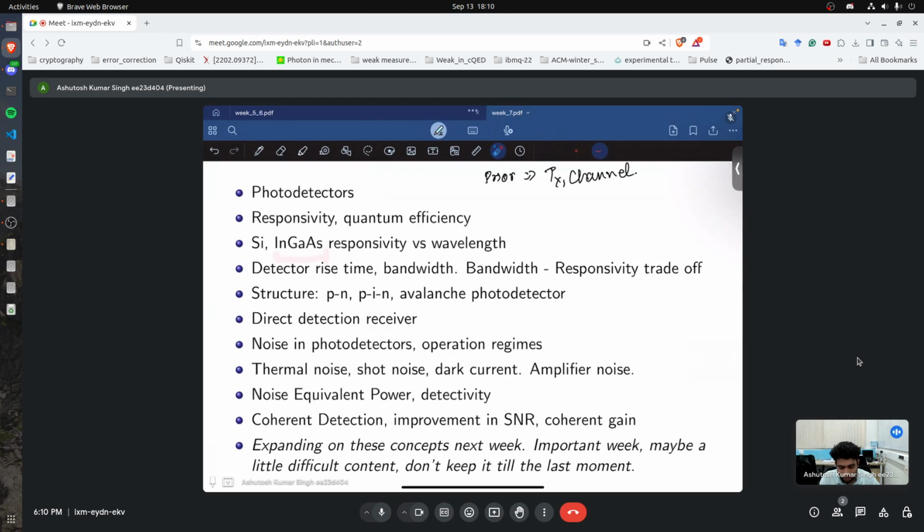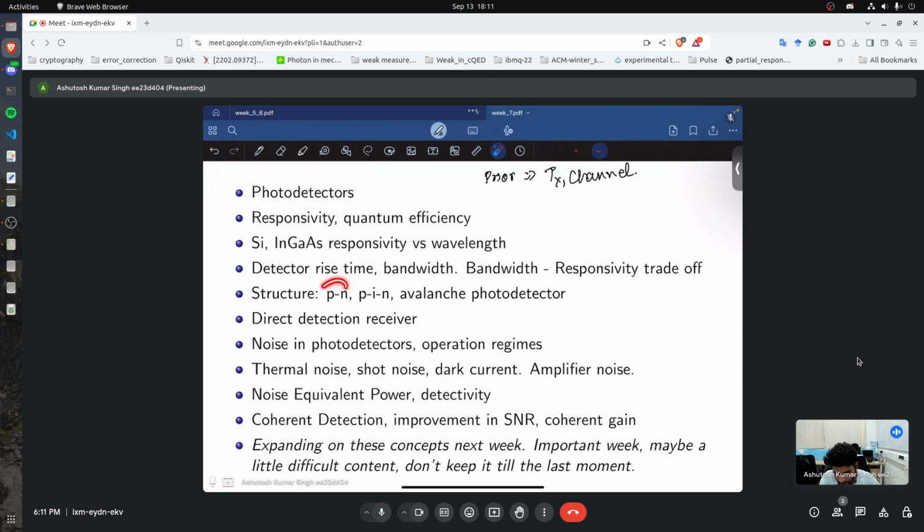Then we looked at some of the properties such as the detector rise time and bandwidth, and they were characterized by the bandwidth-responsivity trade-off. If you want a higher bandwidth, you would want to pull the electrons out of the photodiode as quickly as possible, but that would increase the noise in the system. And then there was the responsivity of the photodiode.